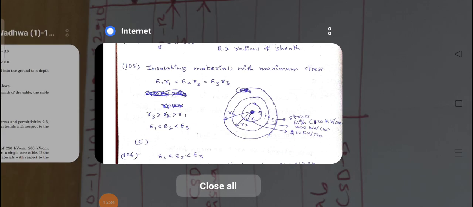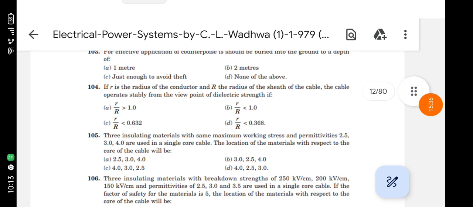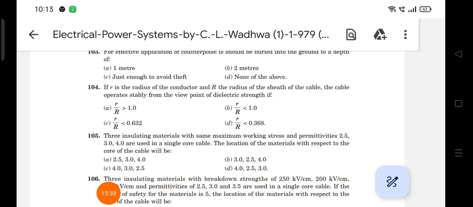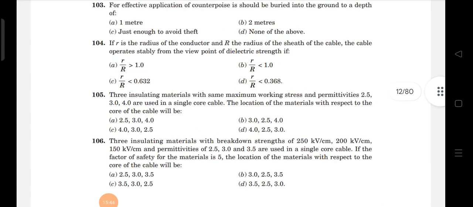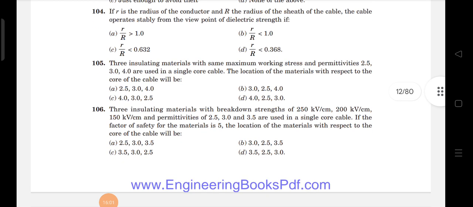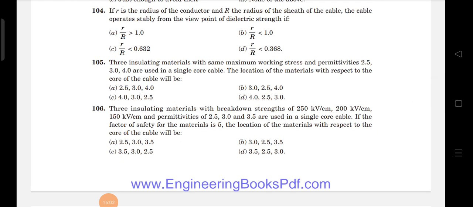First, we need to place the higher value, 4, 3, 2.5. Okay, that means the 105th question answer will be C. Similarly, the same problem for the 106th question. Here also epsilon 1 less than epsilon 2 less than epsilon 3. If you solve that problem, you will get the 106th answer as A. Same question. Okay, remaining we will see in the next class. Okay, thank you all.